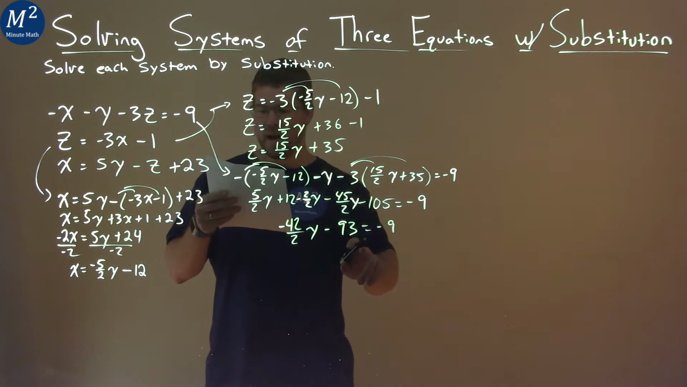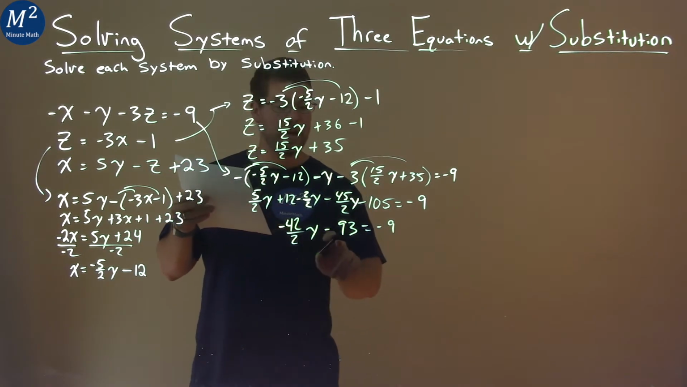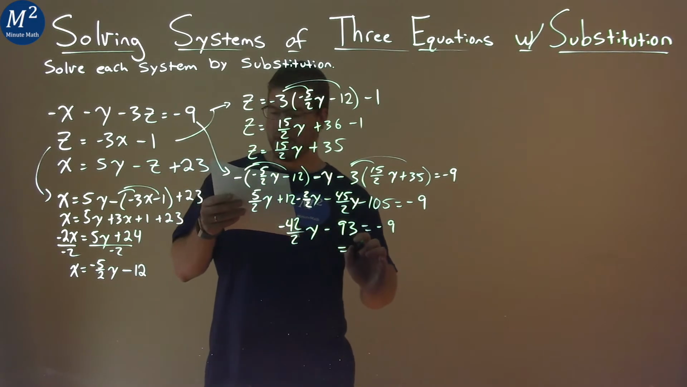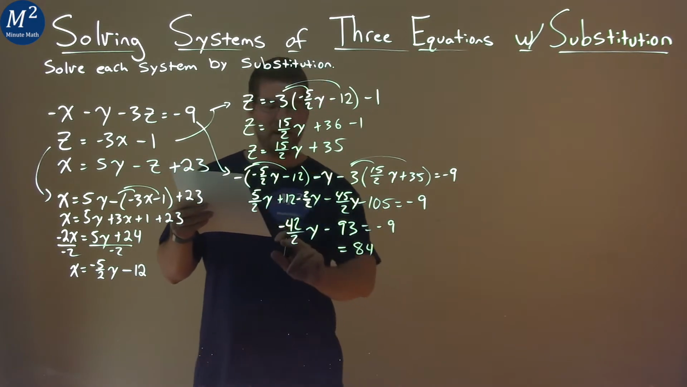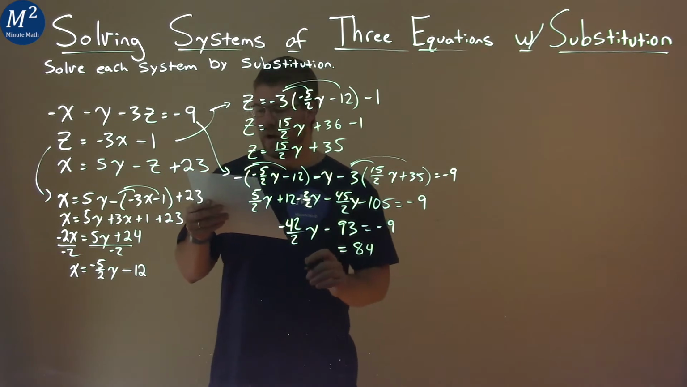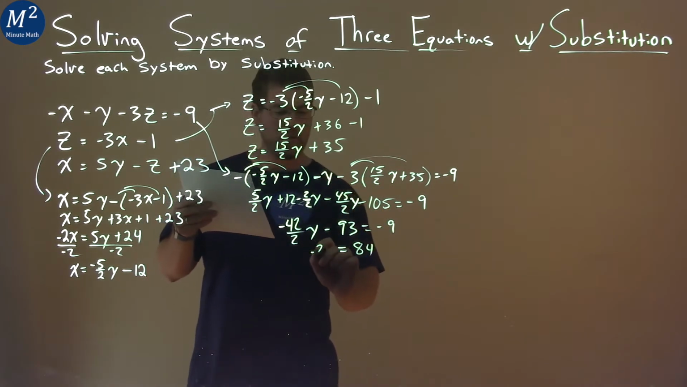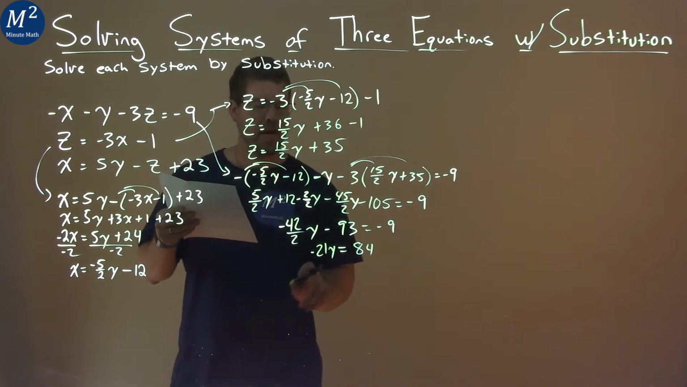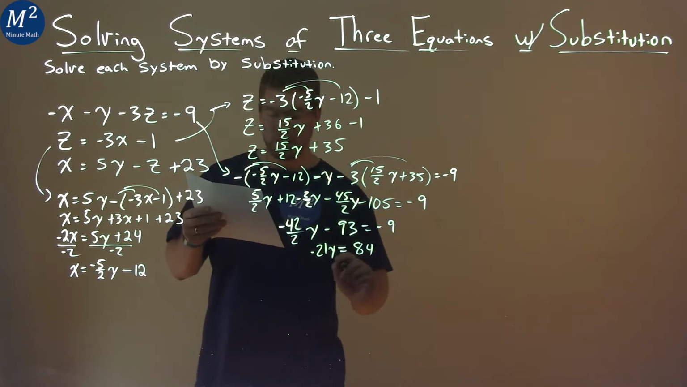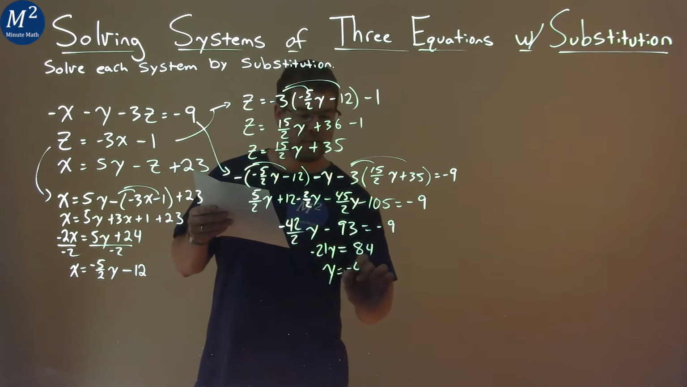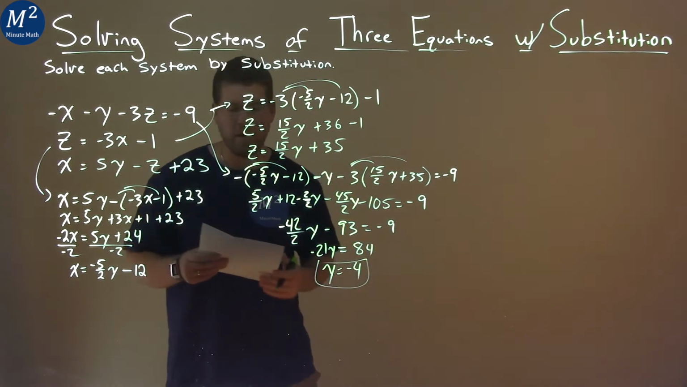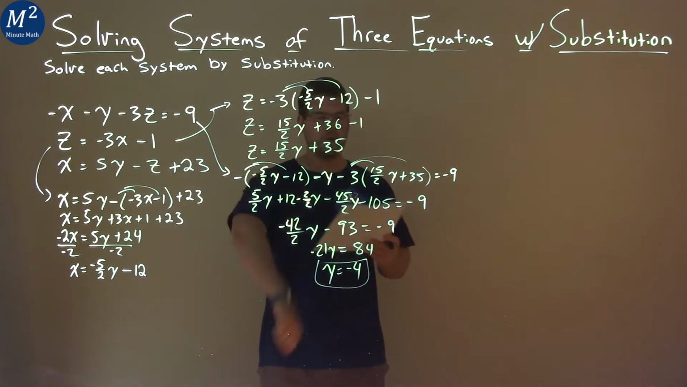We added 93 to both sides. That's my next step, and then 84. And 2 goes into 42 21 times, so we have a negative 21y here. Divide by negative 21 on both sides, and y equals negative 4. After all that, we got one of our y values.